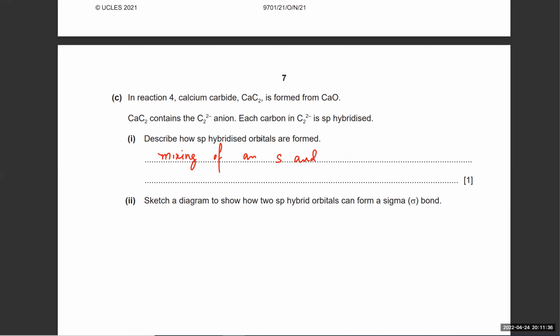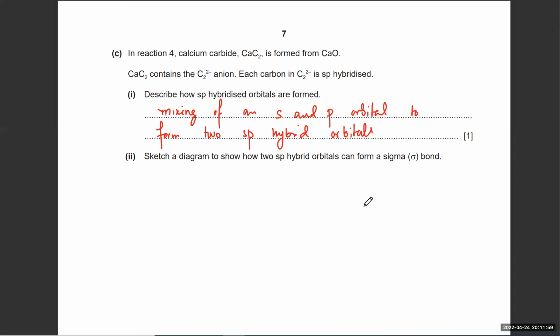Yeah, so I got that one. I mean the next one. Okay, just a second. To form two sp hybridized orbitals, to form two sp hybrid orbitals. Now the next part is sketch a diagram to show how two sp hybrid orbitals can form a sigma bond. So you just have to show two sp hybridized orbitals, right?